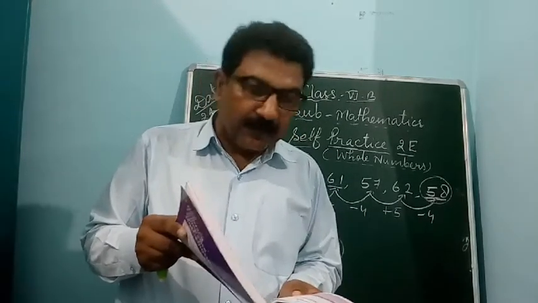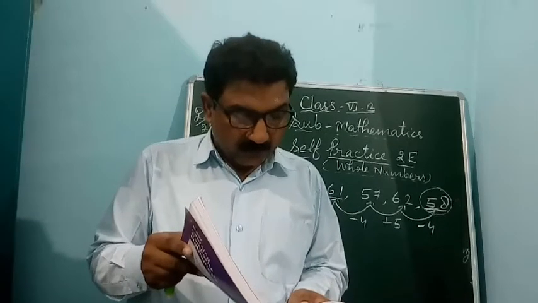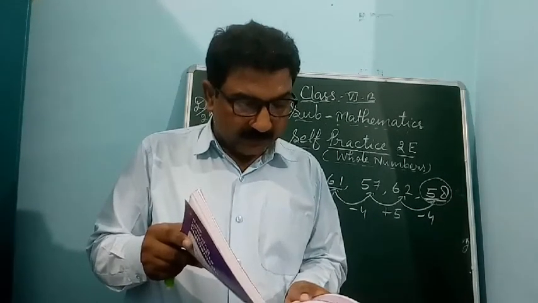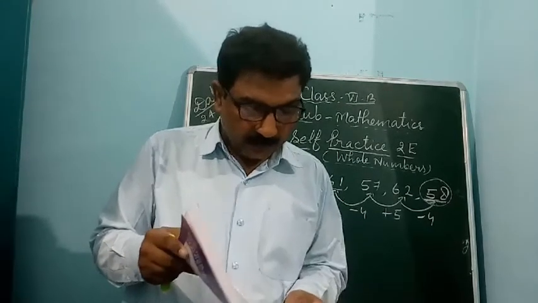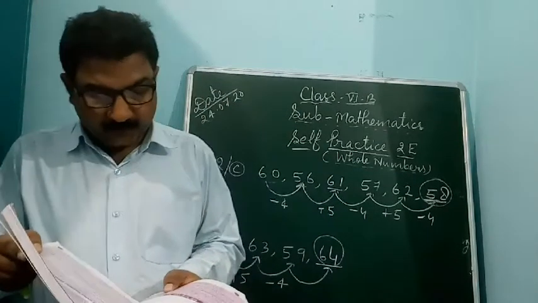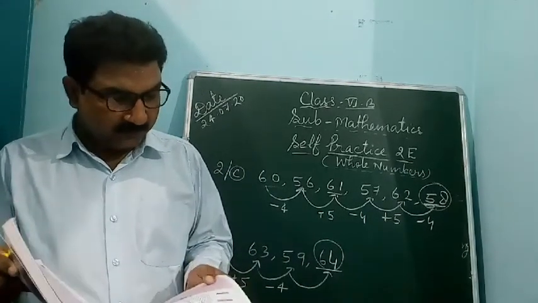And 400 is given. So again, 400 is given. So what should be? Multiply by 4. So what will be the number? You can think and do it yourself.